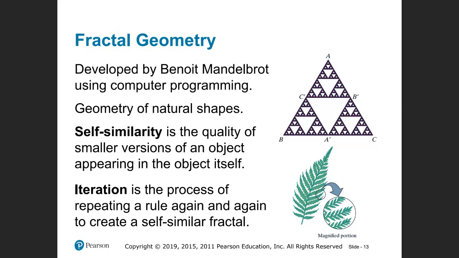Finally, fractal geometry, and some of this is used by artists to create artistic works. It was developed using computer programming. It's the geometry of natural shapes, and we're going to be given two definitions here. Self-similarity is a quality of similar versions of an object appearing in the object itself, as you can see on the leaf. Iteration is a process of repeating a rule again and again to create a self-similar fractal. And that concludes this lesson.